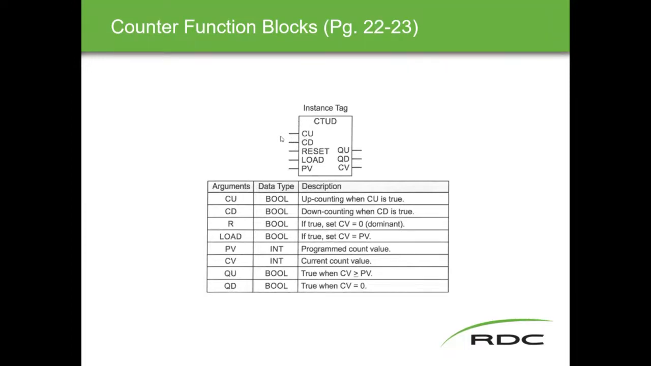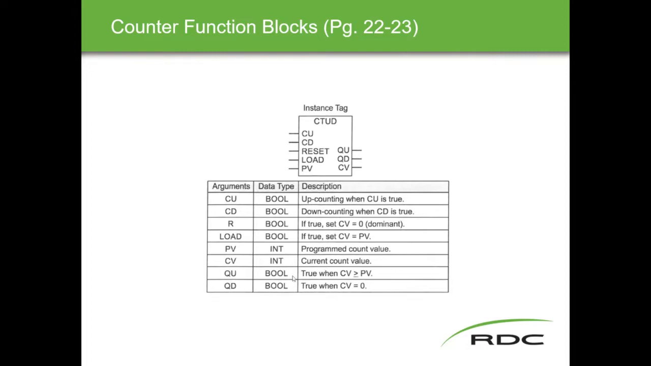But count up, count down, reset input, load input, which is basically our preset value. PV is our current process variable or our current count. And then some outputs: QU, which is true when our counted variable is greater than our PV, and QD, true when our counted variable is equal to zero. So counting up and counting down.